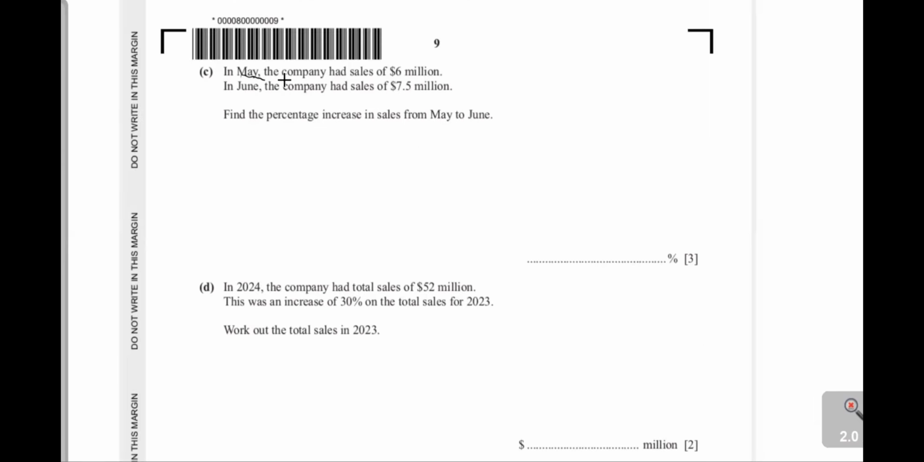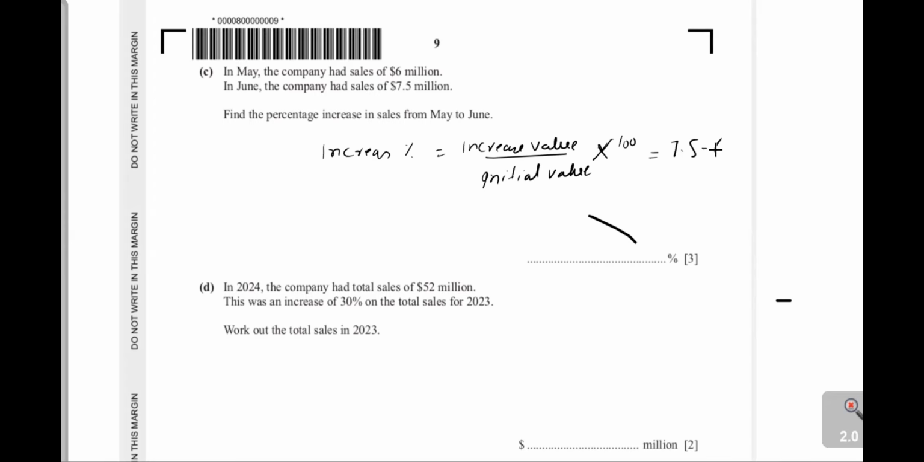Part C, in May, the company had sales of 6 million. In June, the company had sales of $7.5 million. Find the percentage increase in sale from May to June. Increase percentage is equal to increase value over initial value, multiplied by 100. Here the increase value is 7.5 minus 6, and initial value is 6 million, multiplied by 100.